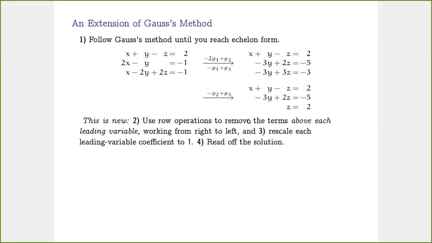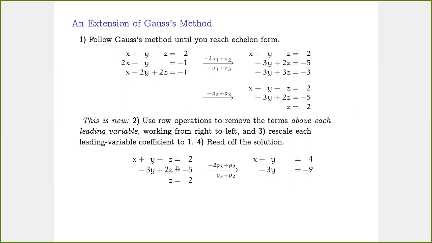We're going to use row operations to clear the terms above each leading variable, working from right to left and bottom to top. And then we're going to rescale the leading term for each leading variable so that the coefficient is 1. And at that point, we'll be able to just read off the solution. Let's see how it works.